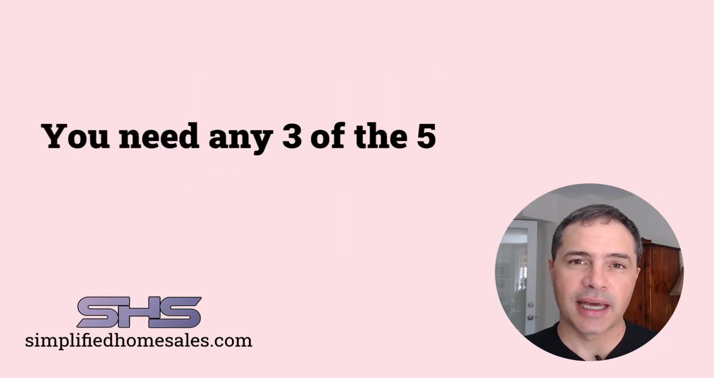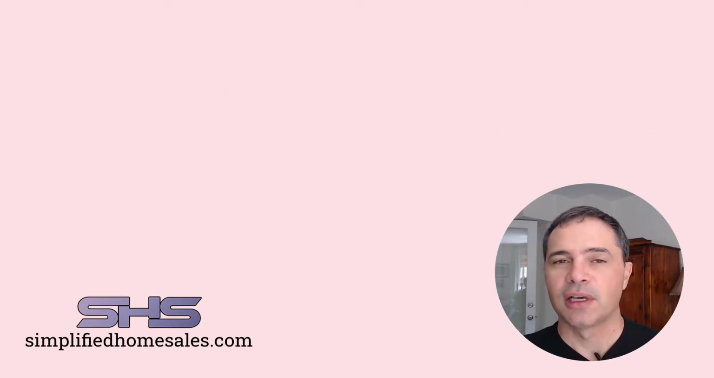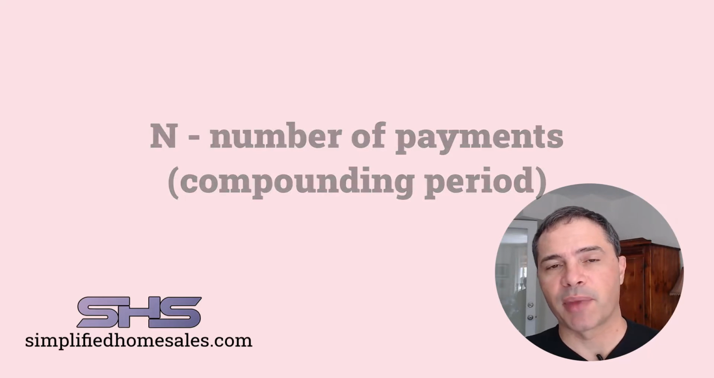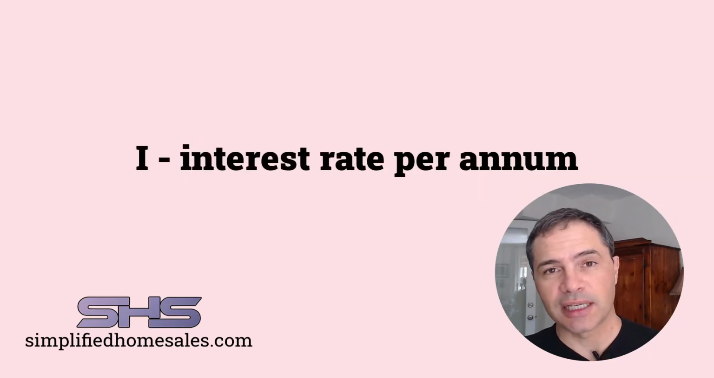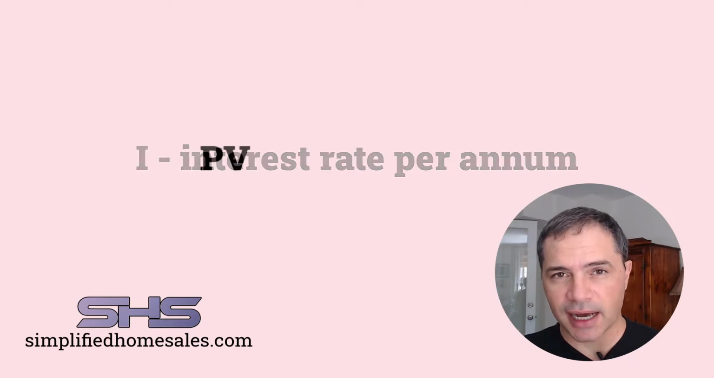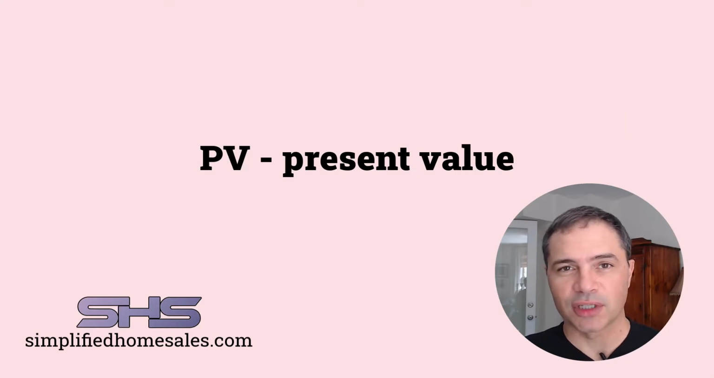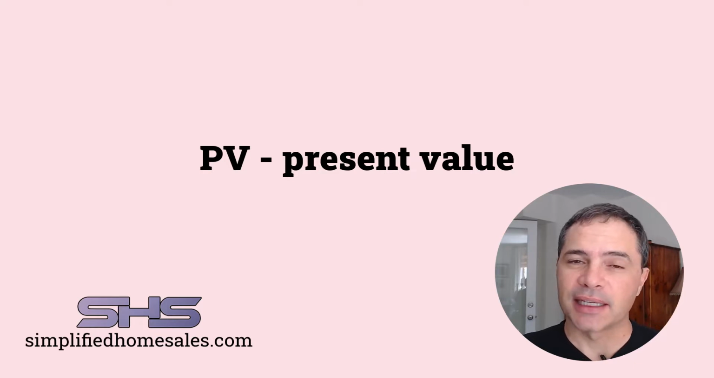We need to have three pieces of information, and we'll solve for the other two. Very quickly, N is for the time horizon, the number of payments that are compounding. The I is the interest rate, whether you're paying interest or receiving it. Present value, PV, is the amount of money that a mortgage company lends us, or what we have to pay to get the investment started.